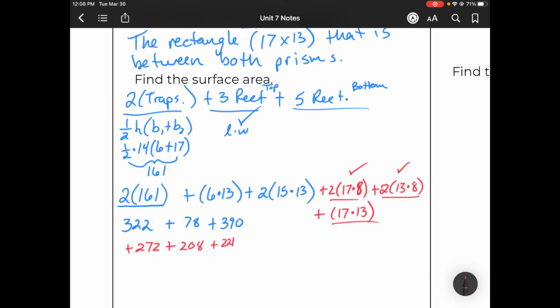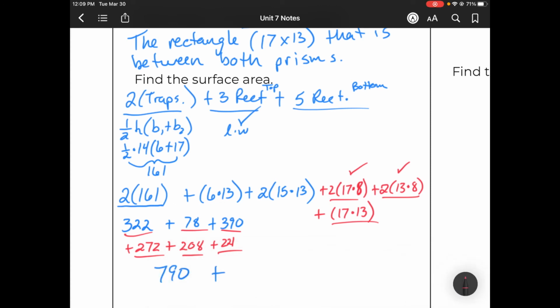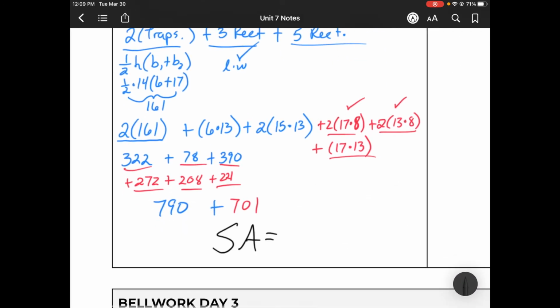So 221. So I'm going to add all of these pieces, these 6 pieces. I'm going to add those up. For the top ones, whenever I add just those ones in blue there, the top 322 plus 78 plus 390, I get 790. Whenever I add in the ones from the bottom figure, 272 plus 208 plus 221, I get 701. So when I add those all together, I get a final surface area of everything combined. It's 1,491 square centimeters.